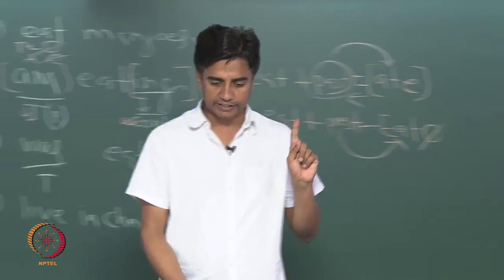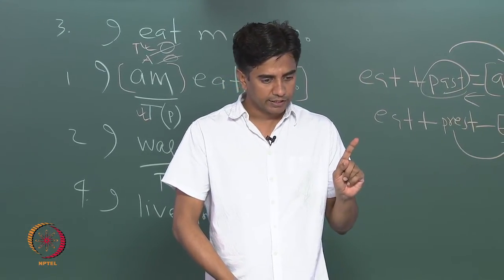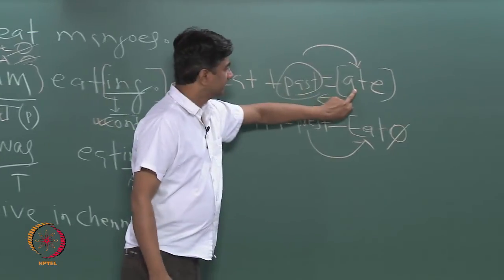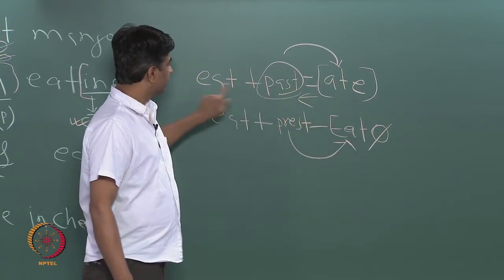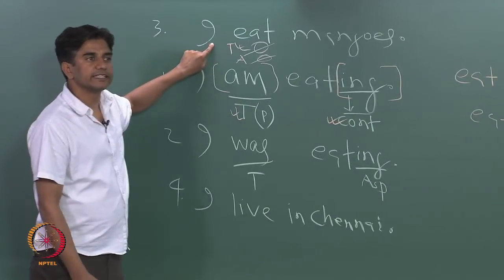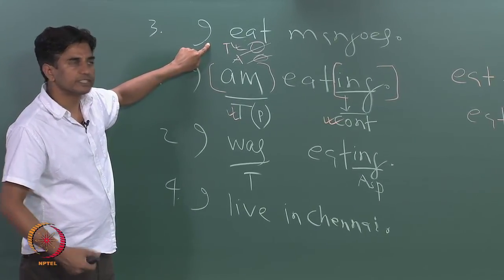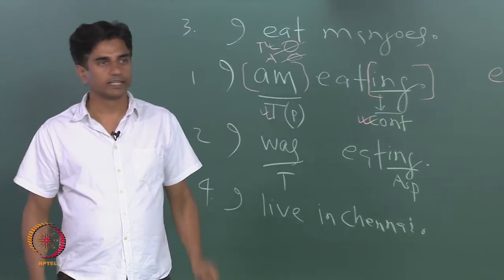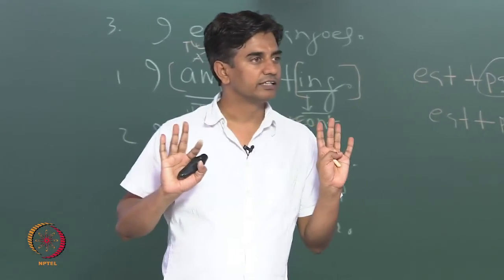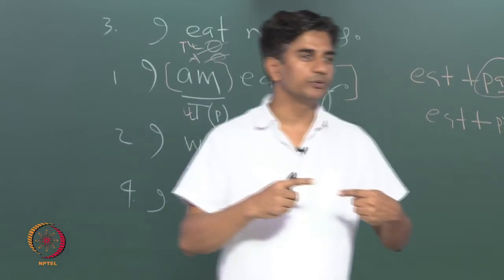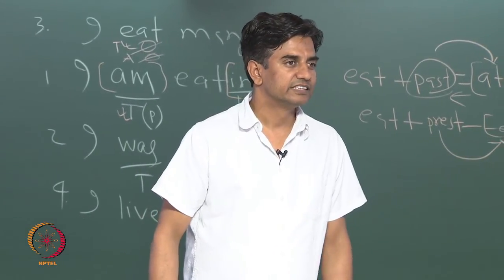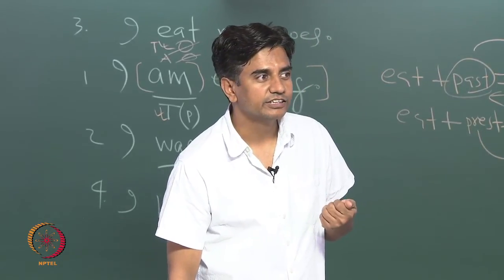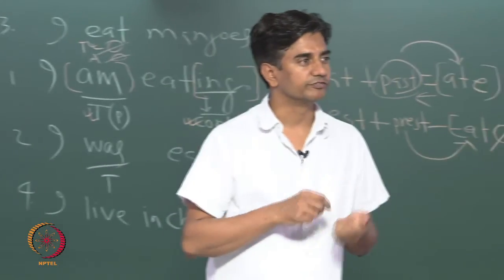Now, the final point that I make and then we will stop. Now, look at this. In English, let's say this thing in past tense. How do I say this sentence number three in past tense? I ate mangoes. Right? You don't need to write this sentence. But now I ask you to negate that sentence. Did not eat mangoes. Do you see what's going on?